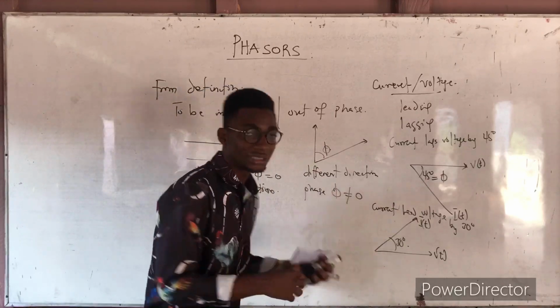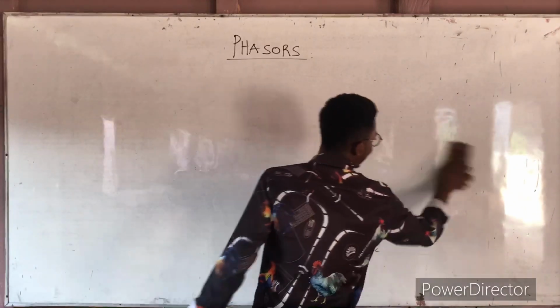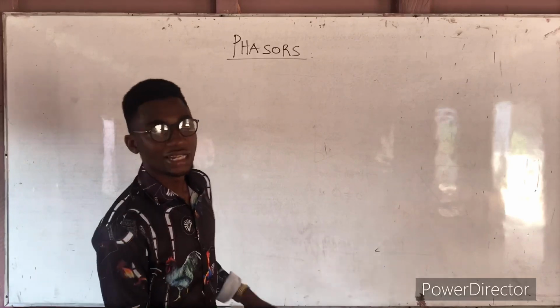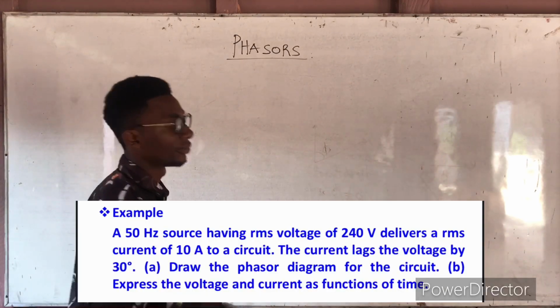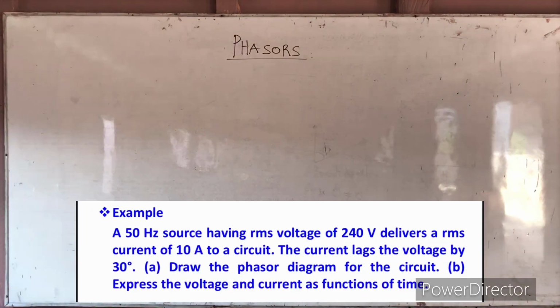So I want to solve one example to bring the understanding. Okay, so let's all read the question together. A 50 Hz source having RMS voltage of 240 volts delivers an RMS current of 10 amperes to a circuit. The current lags the voltage by 30 degrees. A. Draw the phasor diagram for the circuit. And B. Express the voltage and current as functions of time.